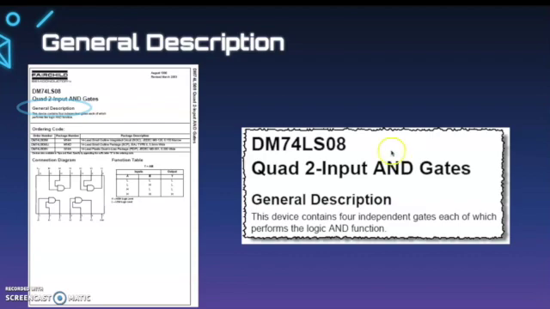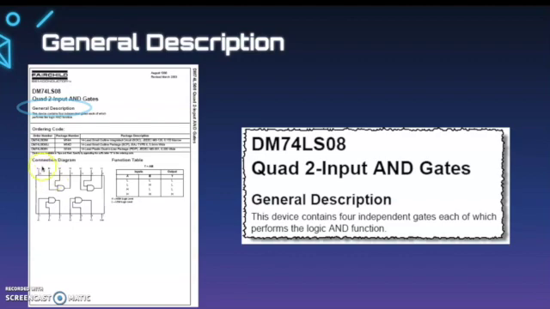So this is what a data sheet looks like. This is from Fairchild Semiconductor, and it is for a DM74LS08. So this is actually an AND gate. And what we're looking at is an IC chip. So this is actually 4 AND gates built into one chip. These are super, super useful when we're breadboarding because this is how we control where electrical components go within our circuit.